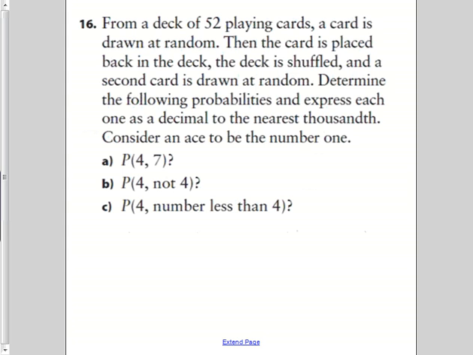Question 16 says a deck of 52 playing cards, a card is drawn at random. What is the probability of drawing a 4 on the first event, 7 on the second event? So for the first draw, drawing that 4, there are 52 cards. 4 of those 52 cards are 4s.